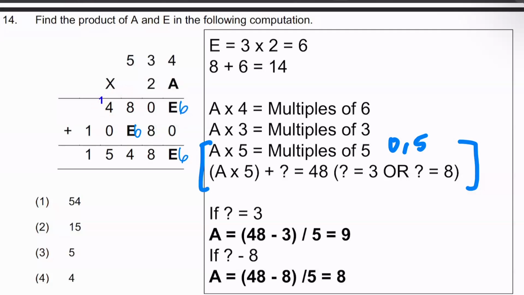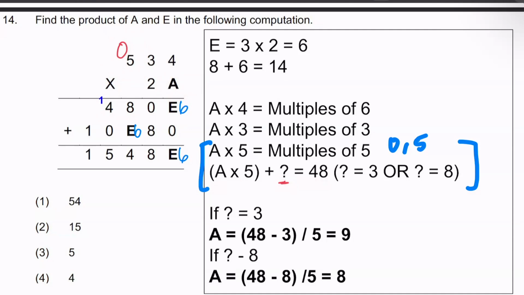A times 5 is added with something. So a number is added here that we do not know. We do not know what the number is, so let's just put a question mark for that number because we do not know what it is. So A times 5 plus this number, you get 48.